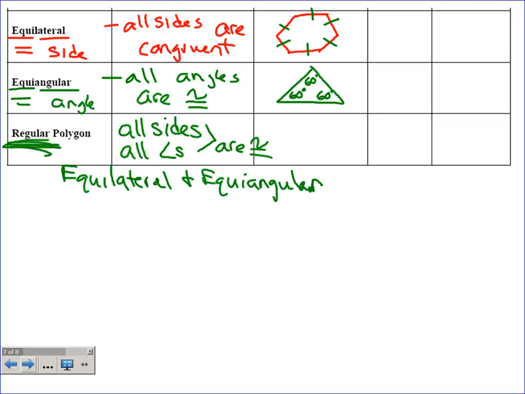All sides and all angles are congruent. Obviously, the angles aren't congruent to the sides, but think of a square. If you think of a square, aren't all the angles 90 degrees? That makes it equiangular. Okay? Because it's equal angles. They're all 90 degrees. Then think of the sides. Aren't all the sides the exact same?